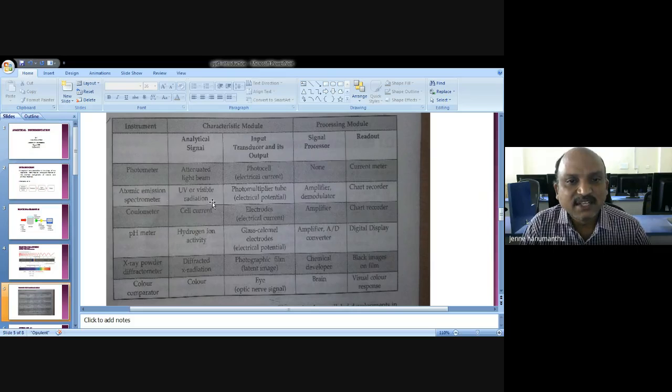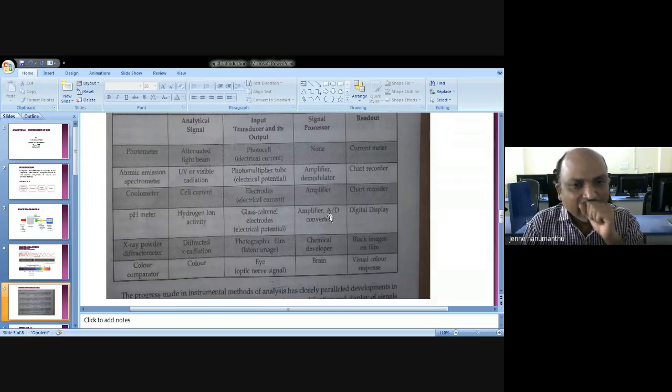Like this, we have the atomic emission spectrometer. The analytical signal is UV or visible radiation. Just now we observed the frequency range. The input is a photomultiplier tube. Output is electrical potential. This output is amplified and demodulated so that we can record it in a graphical form. A chart recorder is a graphical approach for knowing the sample analysis.